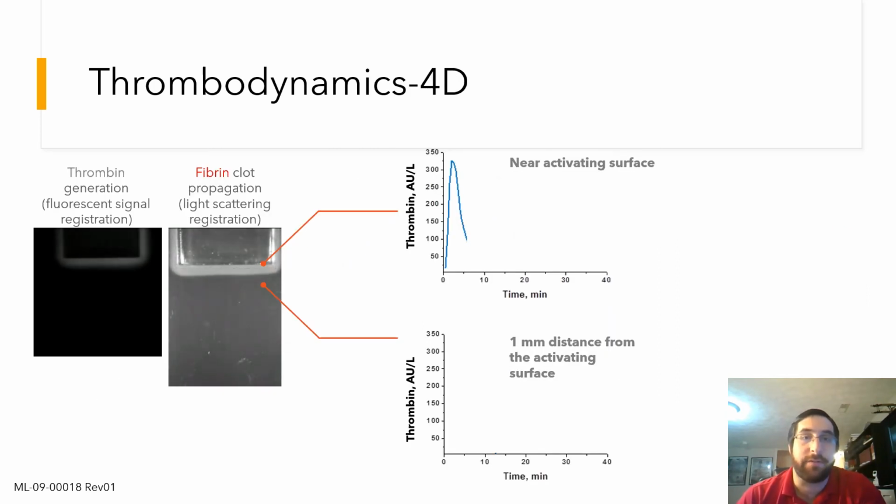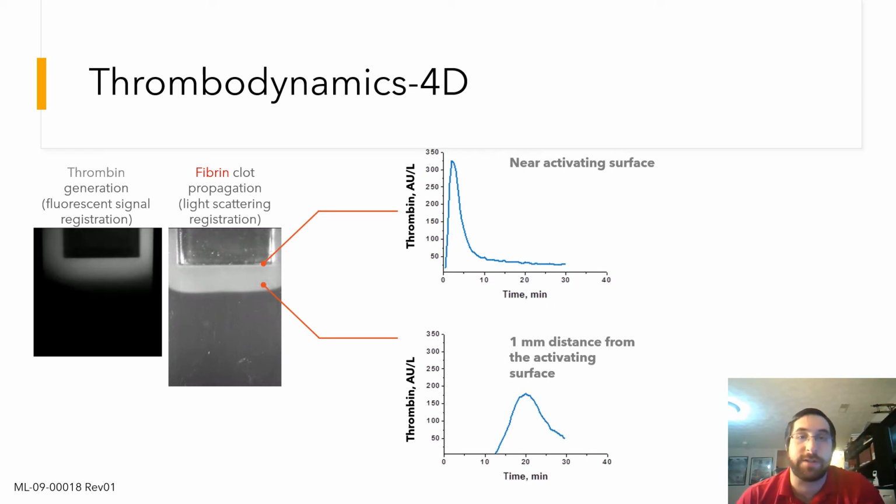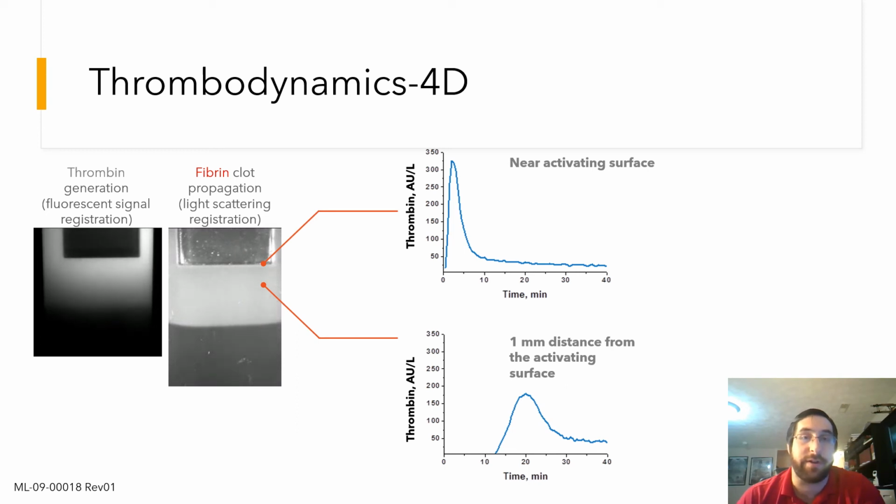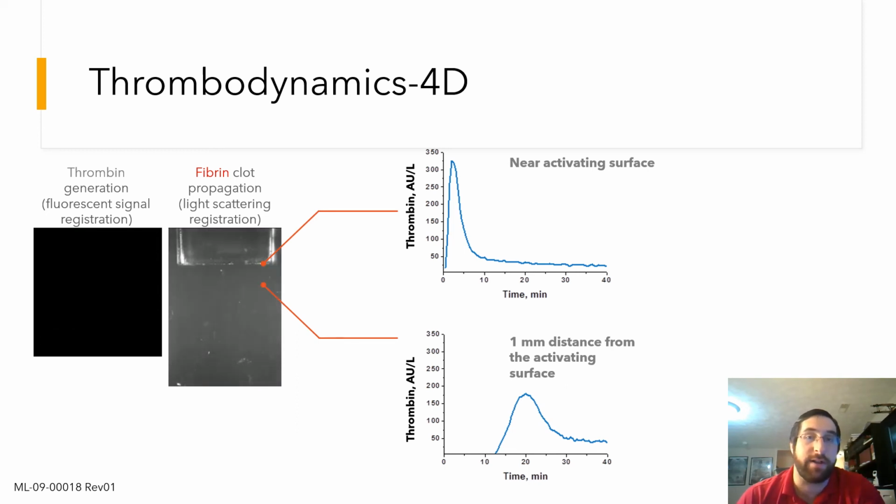As an option, a fluorescent module is available, which allows for the additional measurement of thrombin generation spatiotemporal dynamics. Here we visualize the thrombin generation potential near the activating surface and 1 millimeter away from the surface. The time delay to start of thrombin generation and differences in peak thrombin generated at these locations are clear.